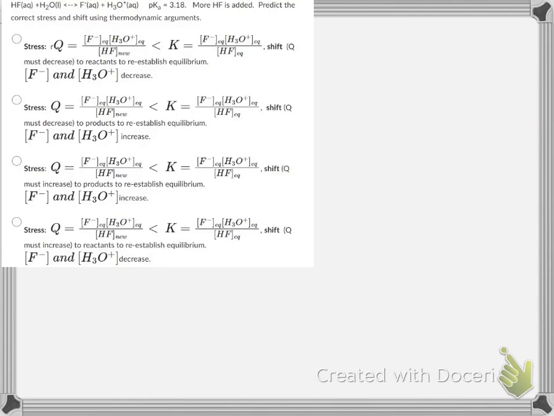All right, so we also have questions like this in which you don't have a Q versus time graph. What you have are just words. What happens? Does Q go up? Does Q go down? And what happens to the shift? Right, so let's do that. Here we have another problem in which we are given the equilibrium, and remember Q is, in this case, just products over reactants. That's what Q is.